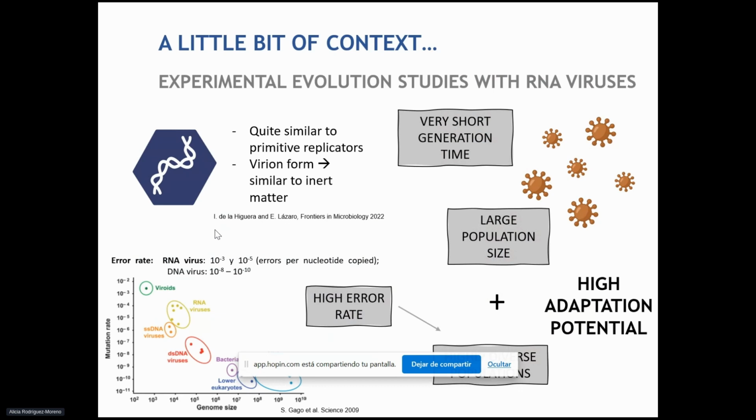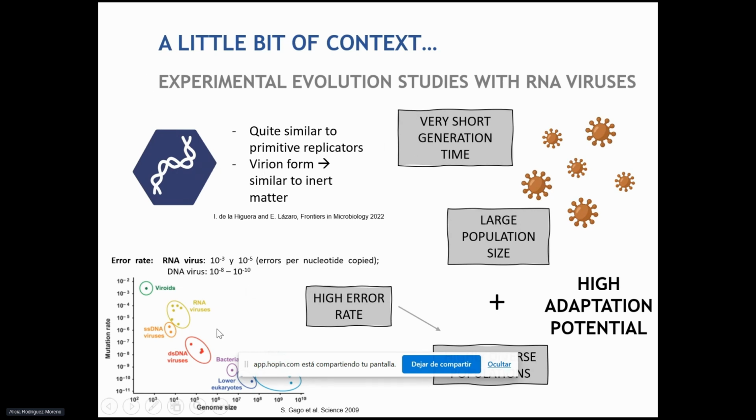So viruses are biological entities that are understood as chemical systems quite similar to the so-called primitive replicators that are capable of storing and transmitting information. They are composed of a genome enclosed in a protein capsid, and in the virion form can withstand more extreme conditions than most cellular life.